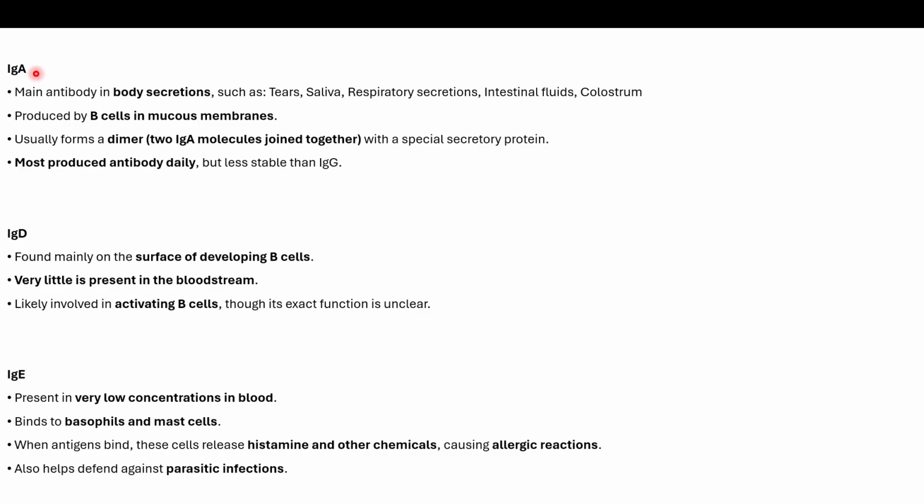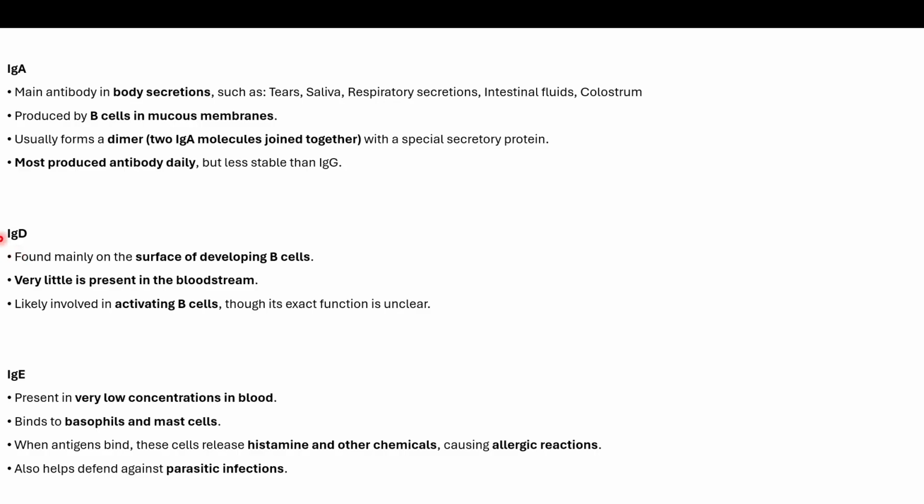Then you have IgA. It is the main antibody in the secreted fluids from our body, like tears, saliva, respiratory secretions, intestinal fluids, and colostrum, which is the milk that is fed to a newborn baby. IgA is produced by B cells in mucous membranes. Usually, IgA exists as a dimer. Two IgA molecules are joined together with a special secretory protein, and this immunoglobulin is produced almost daily, but it is less stable than IgG. IgG exists as a monomer.